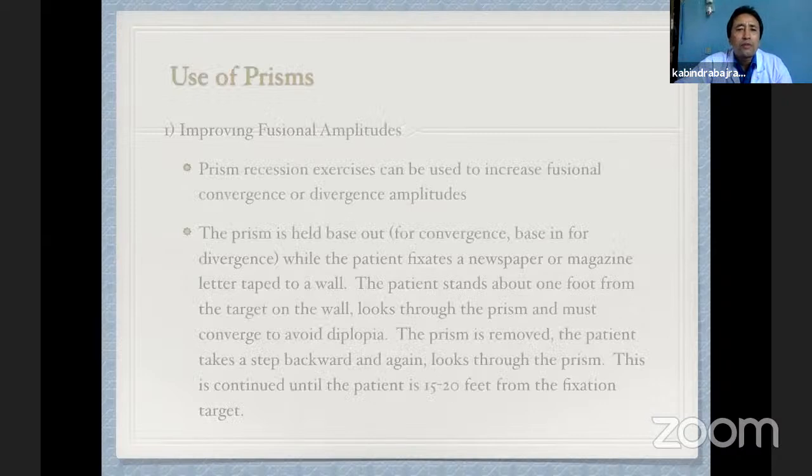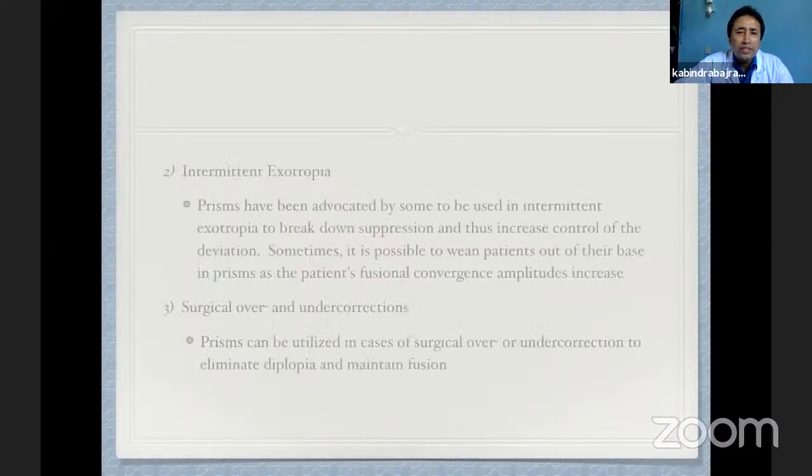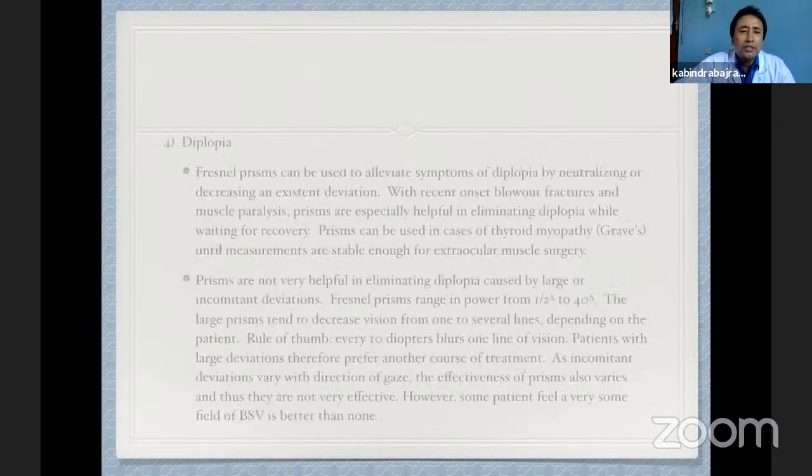Now we'll briefly talk about the use of prisms. Prism improves fusional amplitudes. Base out is used for convergence and base in for divergence. Prisms are also used in intermittent exotropia, and after surgical over and under correction if some part is remaining. They are also used in acute paralytic type of strabismus, when patients are waiting for spontaneous recovery before going to surgery, to overcome diplopia.